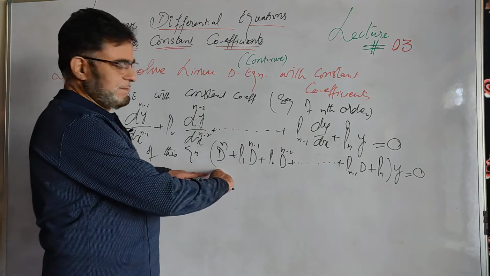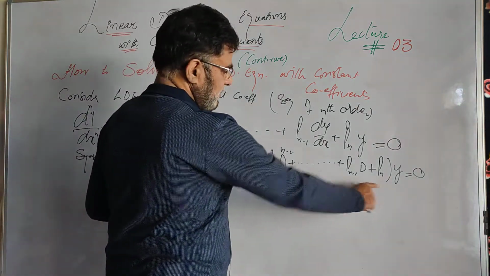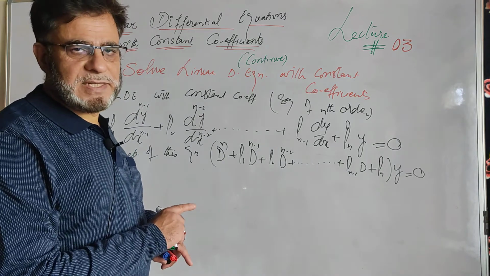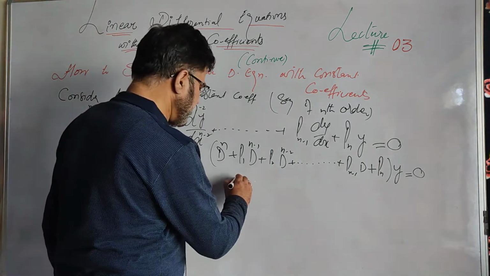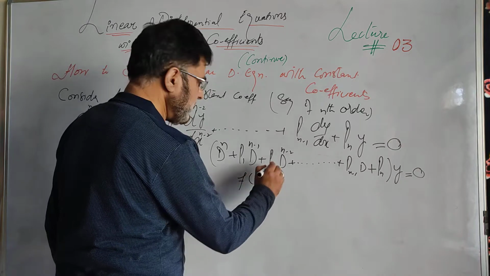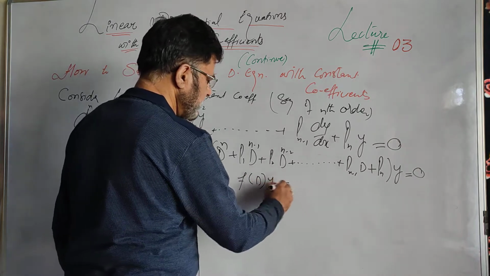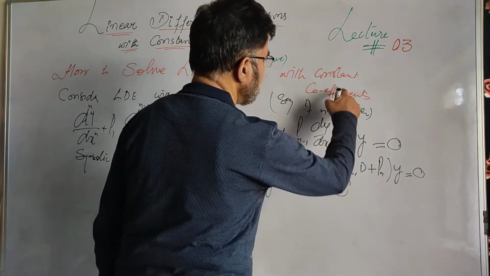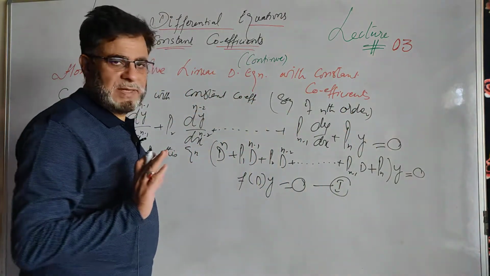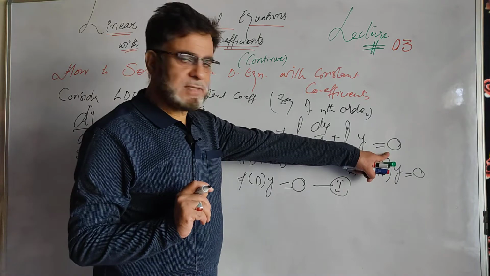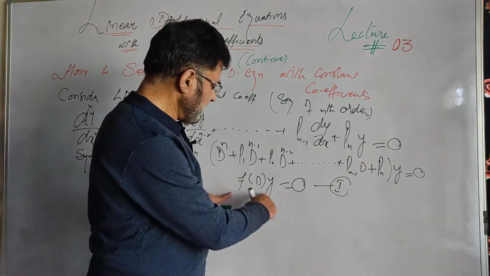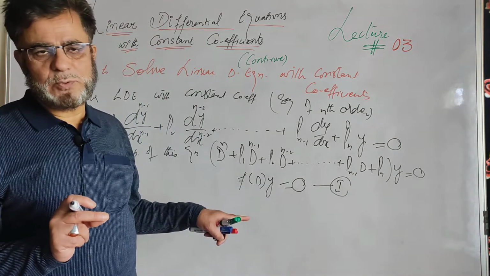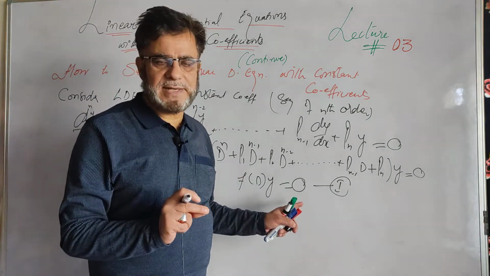This is an nth degree equation in D, an nth degree polynomial in D. I will write it as f(D) y equal to 0. This is the short form of the given equation. In case the right side is X, you will write f(D) y equal to X, and there I have told you that we have two parts of the solution.